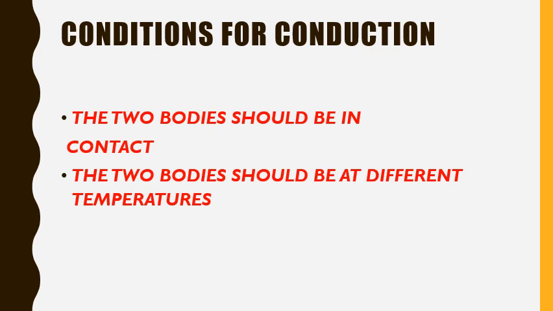For heat to be transferred from one body to another by conduction, two conditions have to be satisfied. The first one is that the two bodies should be in contact. Then only the transfer of heat will occur. And the second thing is the two bodies should be at different temperatures.